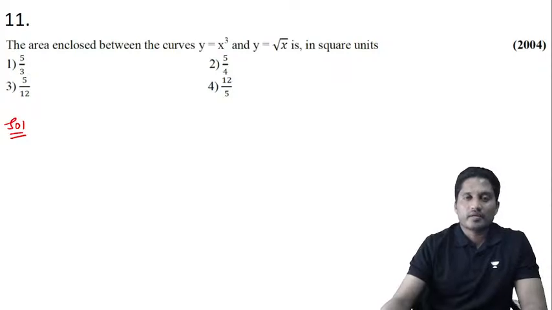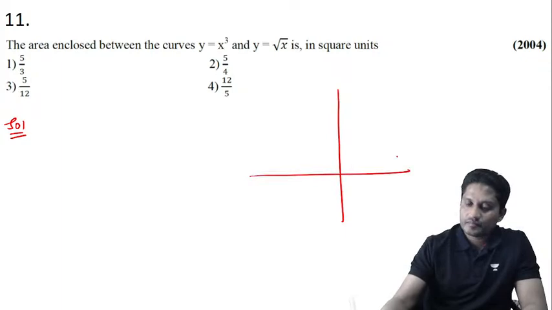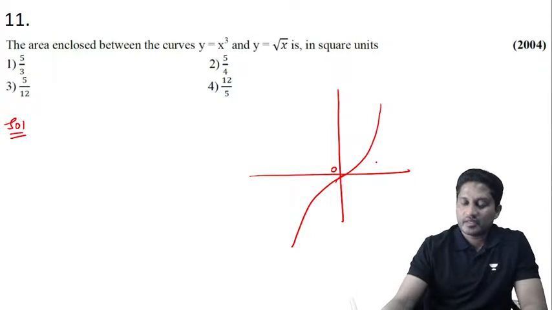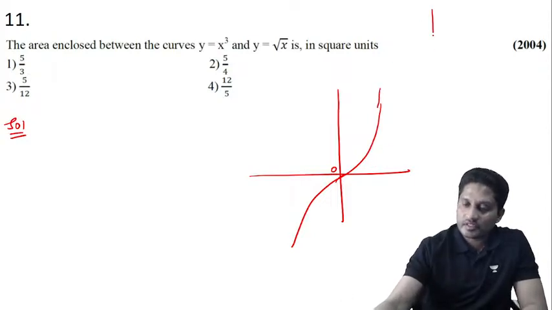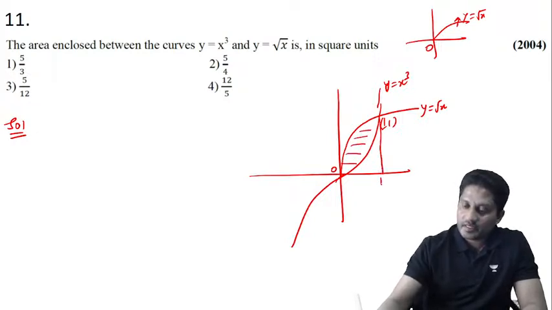Y equal to x cube and y is equal to root x. See, y equal to x cube is a cubic function, right? And y is equal to root x, that is a semi-parabola. This is the graph of y is equal to root x, and this is y is equal to x cube. Root x and x cube will cut at 1, 1 only. If I drop the perpendicular, this is 1, 0. This is the x-axis, this is the y-axis.